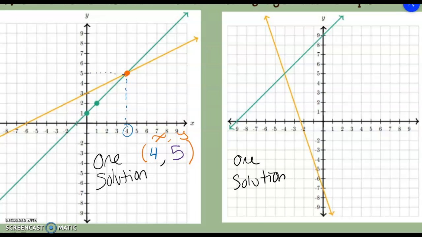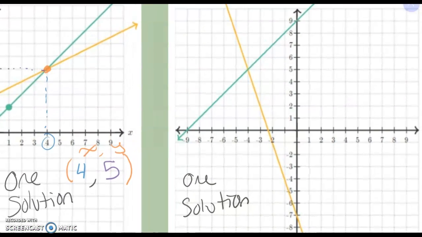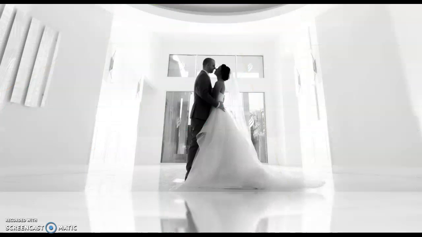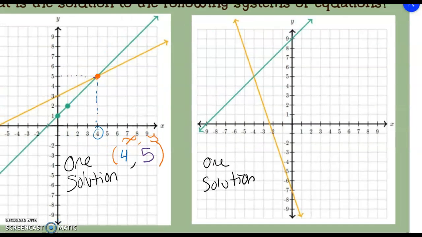Now that you've written it down, hopefully, and paused the video, it's totally fine if you didn't and you instantly knew, we're going to look at this. So we're going to look at this right here. This is where they intercept. My x value is a -4. And my y value is a 5. So this equation has one solution at -4, 5.